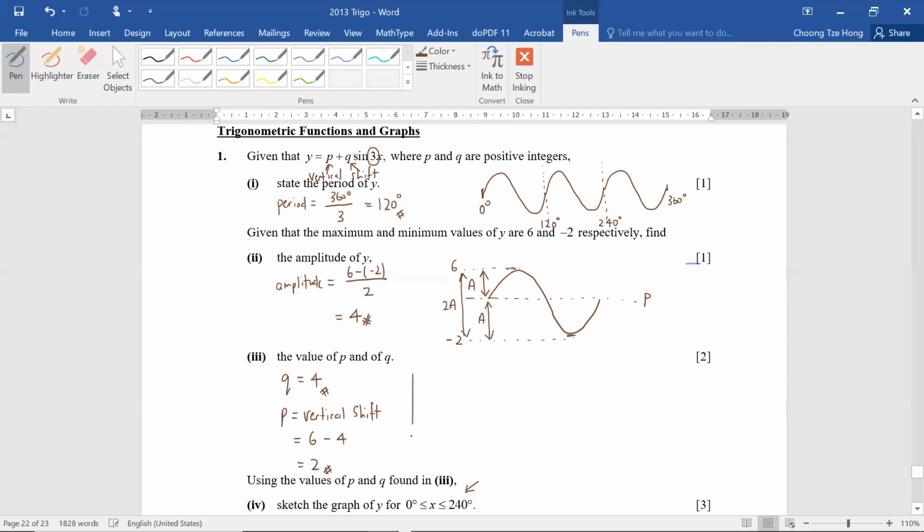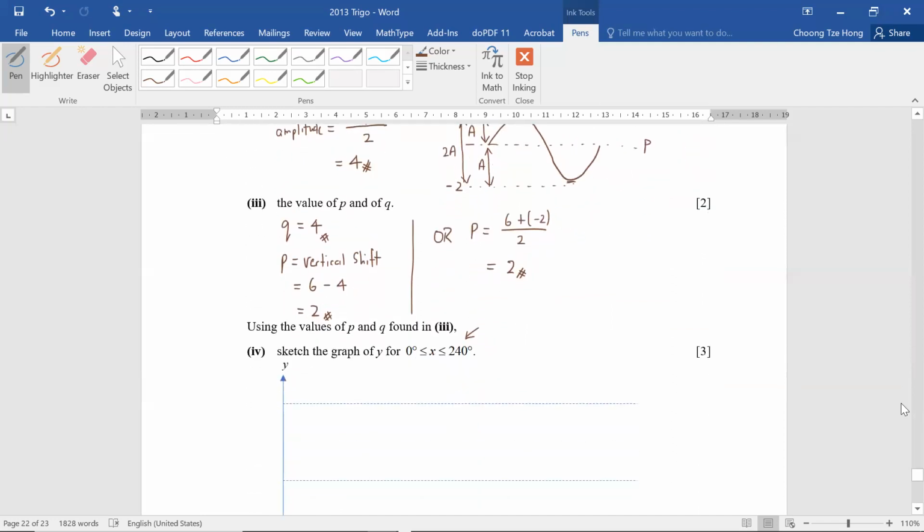But you can also calculate P by taking the midpoint between the maximum and the minimum. So you can also calculate P by taking 6 plus -2, divided by 2, which will also give you 2. Okay, so 2 ways to calculate P. All right.